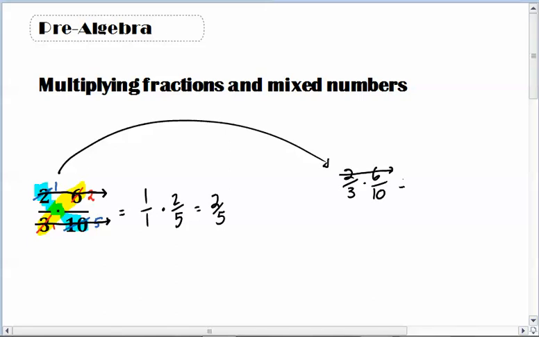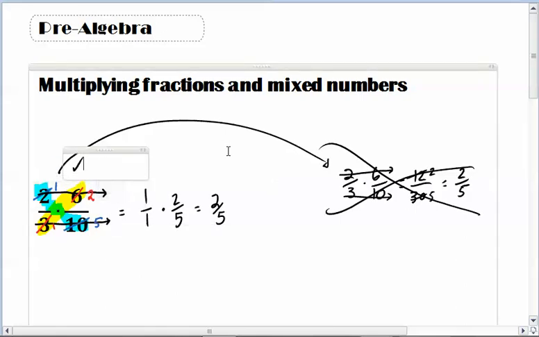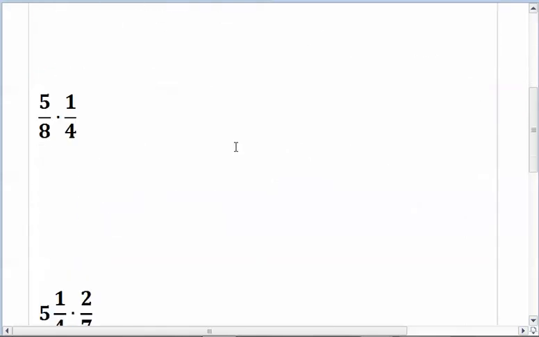2 times 6 gives me 12 on top. 3 times 10 gives me 30 on the bottom. Now I'm going to have to reduce larger numbers than I had to on the previous one. I'm looking at that and going, hey, I think 6 goes in there twice, 6 goes in there 5 times, and indeed it ends up giving me 2/5. So I don't recommend this way. I recommend reducing beforehand.